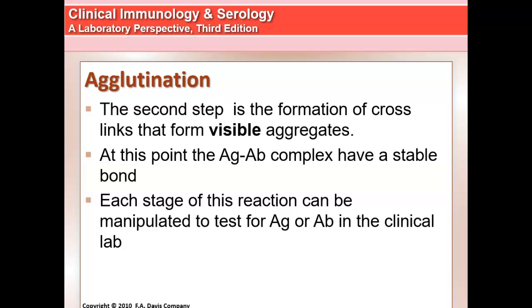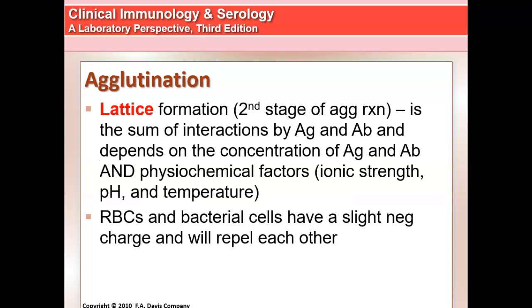The antigen-antibody complex has a stable bond, and each stage of this reaction can be manipulated to test for either antigen or antibody in the clinical lab, and so we use this method of testing quite a bit. Lattice formation, or the second stage, is the sum of interactions by antigen and antibody, and depends on the concentration of antigen and antibody, and the physiochemical factors, such as the ionic strength, the pH, the temperature, things of that nature. Red blood cells and bacterial cells have a slight negative charge and will repel each other.